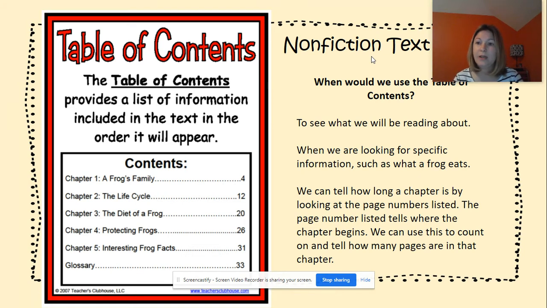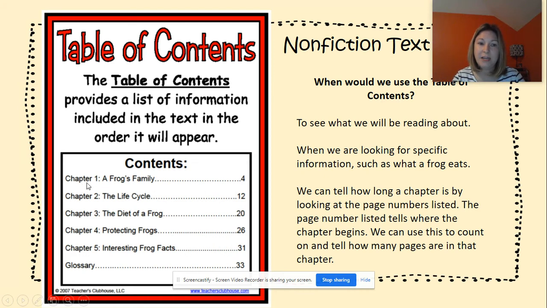Maybe it's a big textbook and we can't read the whole book to find out what we need to know. We're looking for a small piece of information. Well, you can easily look at the table of contents. You can also tell how long a chapter is by looking at the page numbers listed beside the topics.